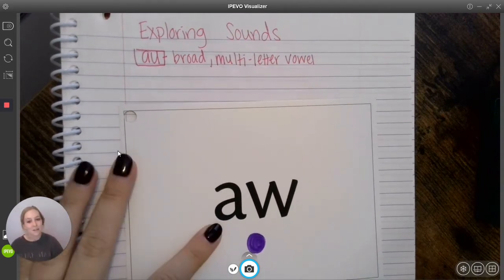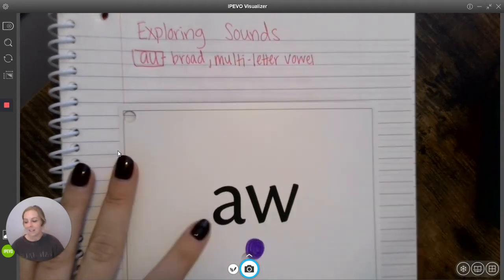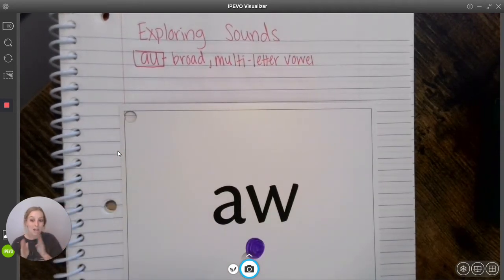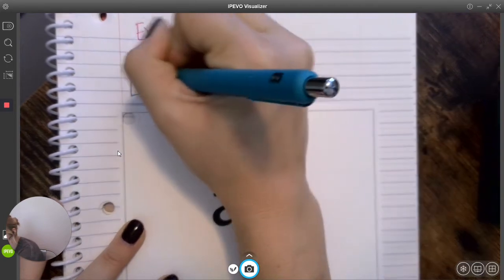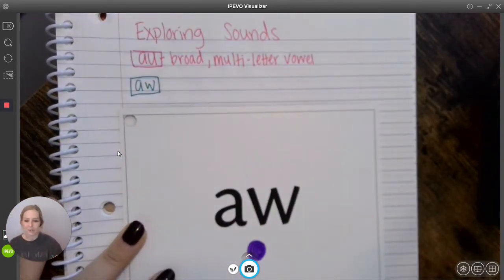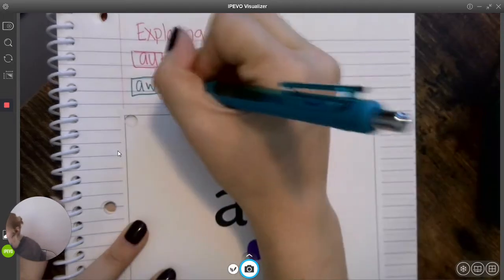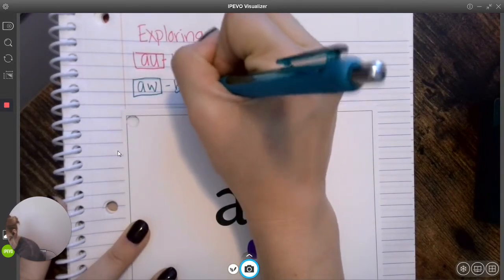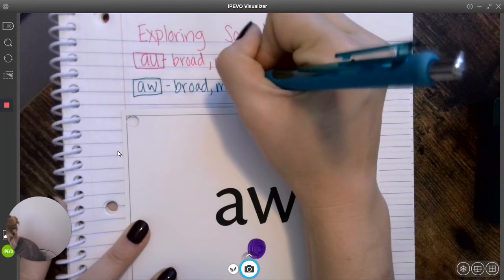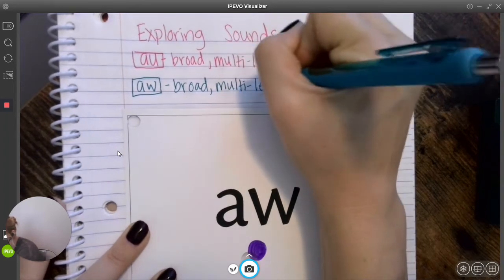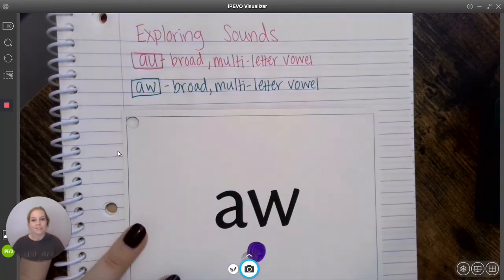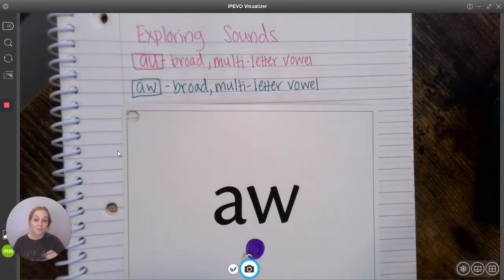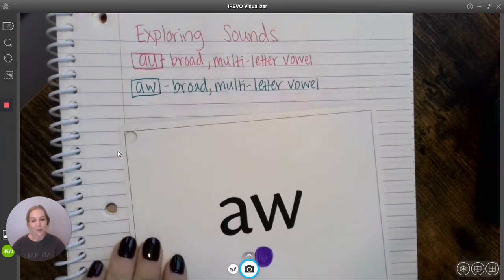So what specific type of vowel is it? It's a multi-letter vowel. Good job. So we're going to write that note. I picked a new color just because I like my notes to be really colorful, but you can just use your pencil. This is also broad, and it is a multi-letter vowel. Good. Again, you can always pause the video if you need more time to take the notes and follow along. Okay?